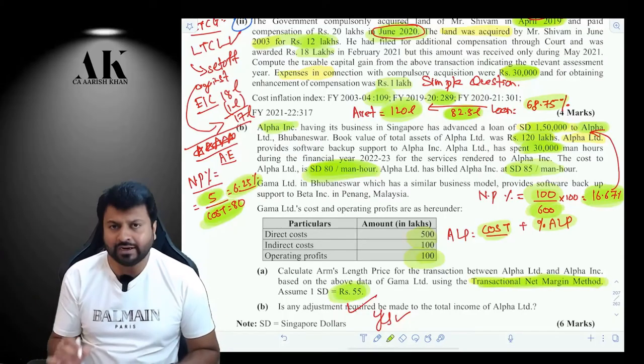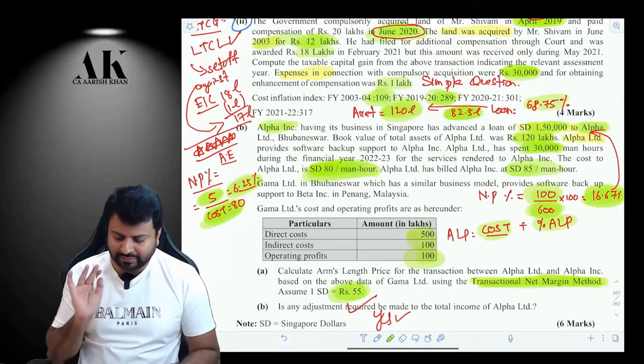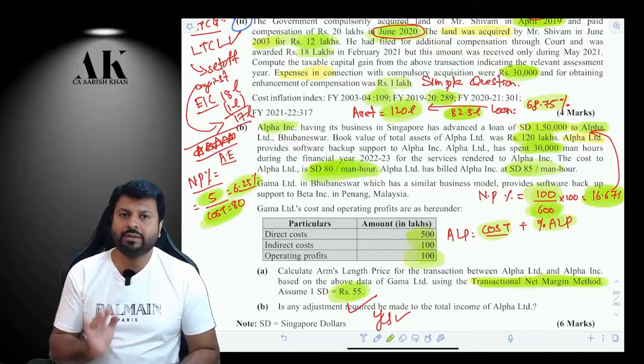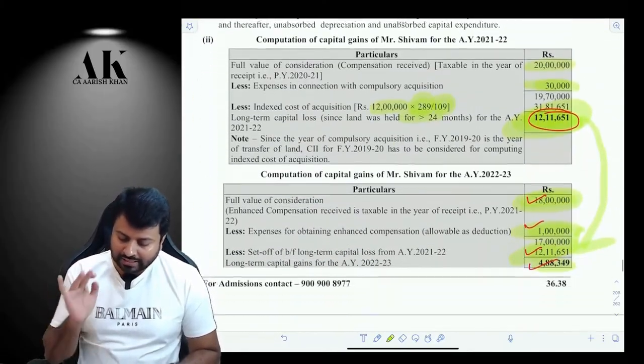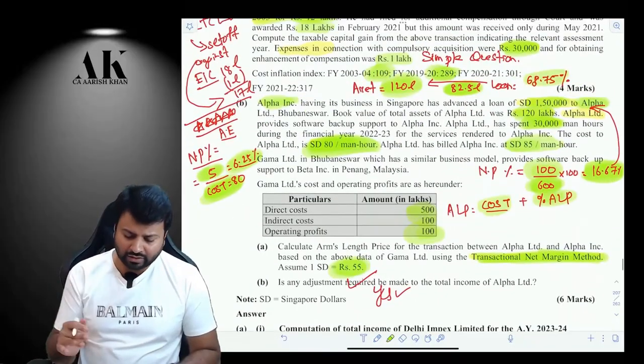And in case of unrelated party, the cost is 500 plus 100, that is 600. You get the arm's length margin as 16.67%. Once you get that margin you will apply it on what? On your cost. And therefore, you will get what? Your arm's length price. Okay, there's nothing great after that. You can do the question at your end after that.